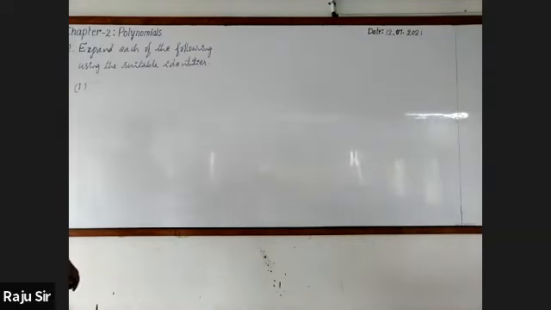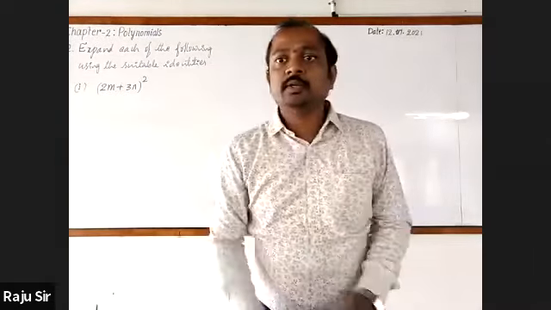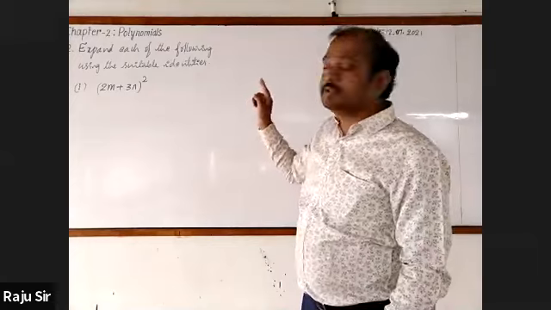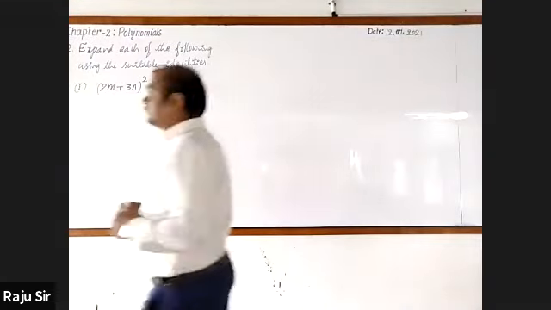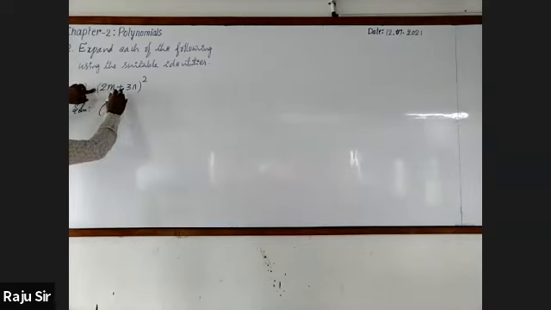I take the first one, which I had given you last. (2m + 3n) whole square. They would have given that the suitable identity should be used. For expanding this, you may go for using which identity? (a + b) whole square. Write it directly. It is not necessary to go for rewriting this. Directly, it can be written.